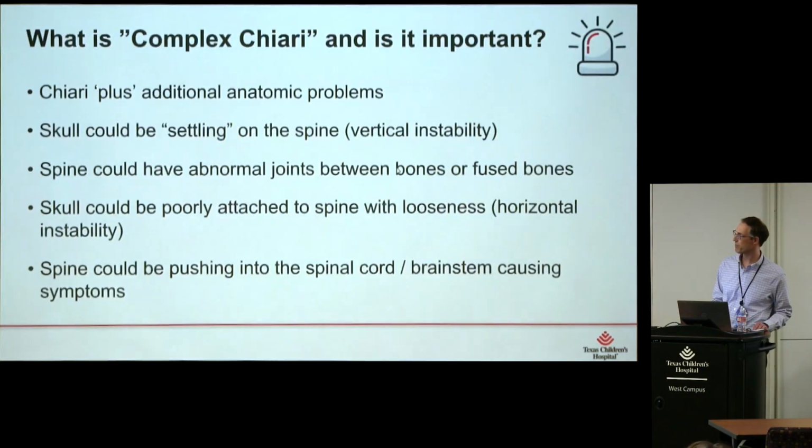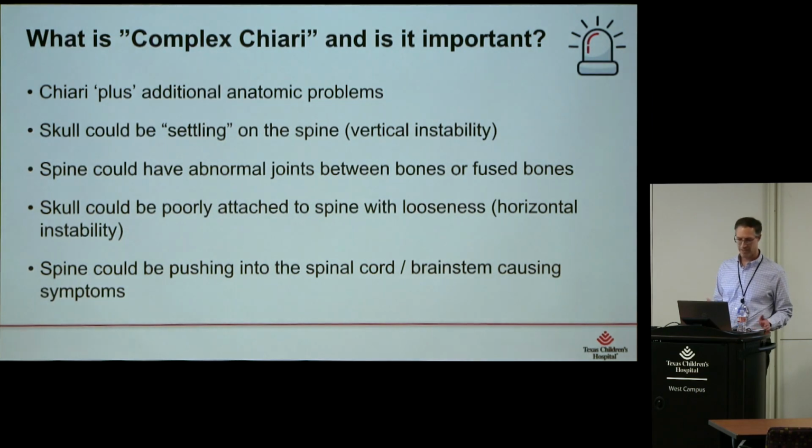And so what is complex Chiari, and is it important? That's Chiari plus additional anatomic problems. The skull could be settling on the spine, or could have abnormal joints or fused joints. The skull could be poorly attached to the spine, so unstable.